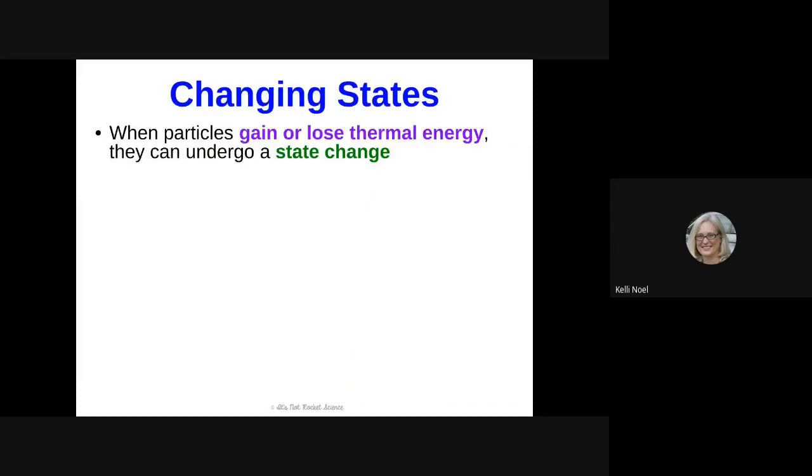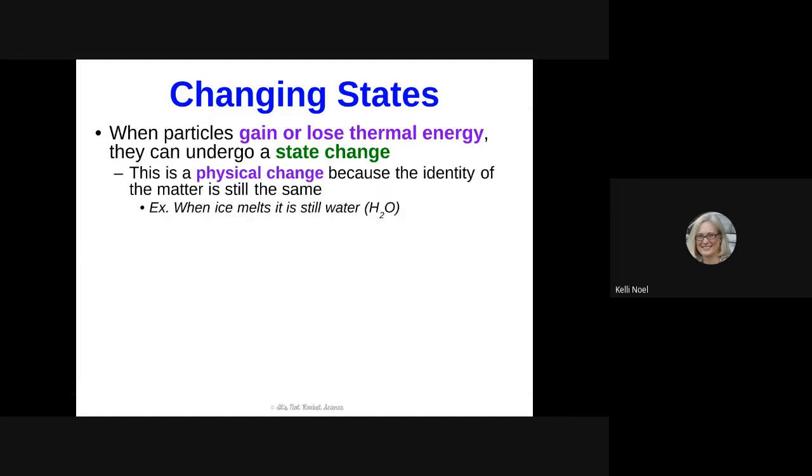All right, changing states. Changing states does not create new material. This is a physical change. This is the result of gaining or losing thermal energy. So if you increase the temperature, you're going to gain thermal energy and change state. If you decrease temperature, you're going to get cooler, lose thermal energy, and the matter can change state. If ice melts, it is still H2O.